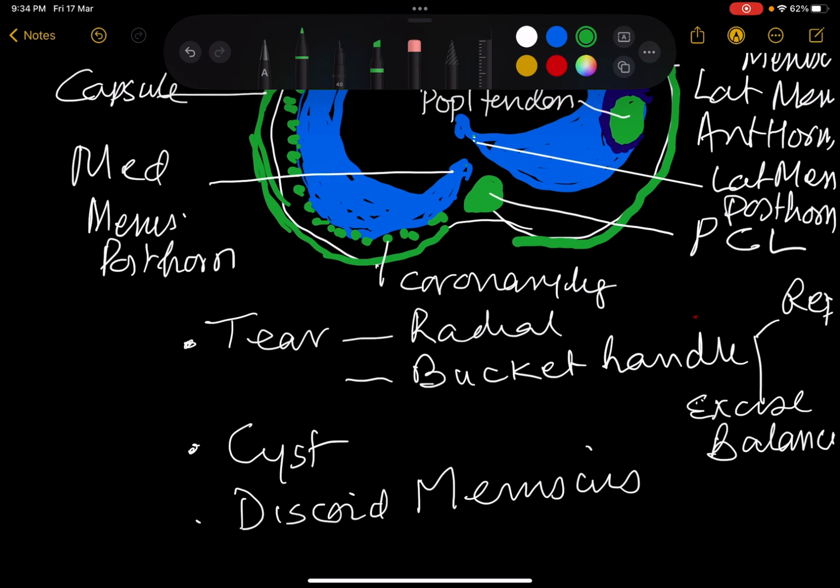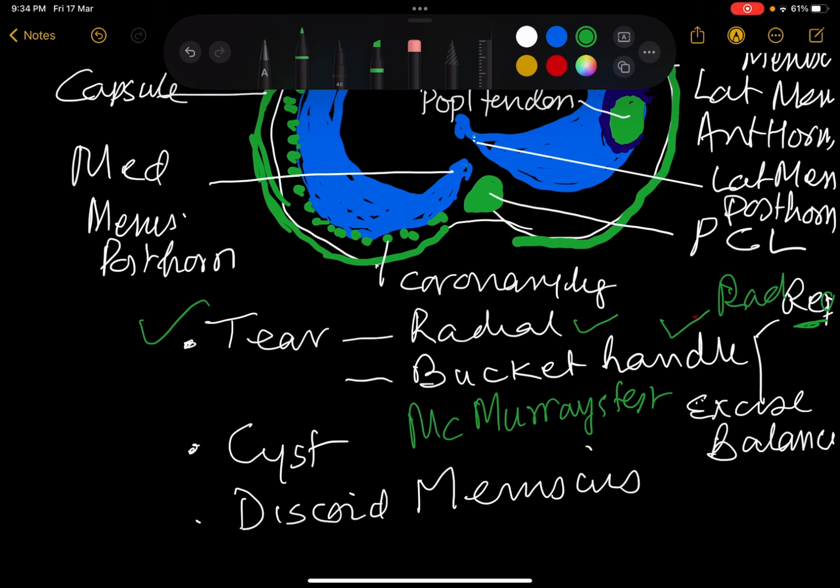Now the meniscus usually tears when there is a rotation on a flexed knee, as in footballers. The tears can be radial or bucket handle. The diagnosis is by McMurray's test, and locking of the knee. If there is a radial tear, you ignore it. So radial is to be ignored. And if there is general degeneration, you have to balance it.